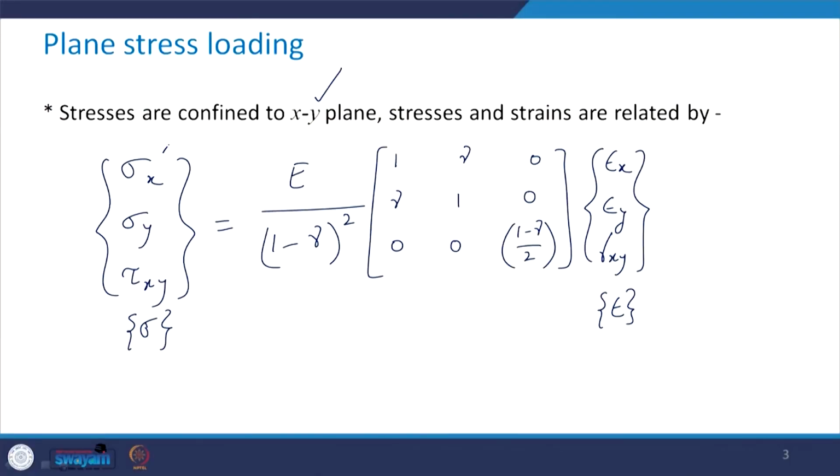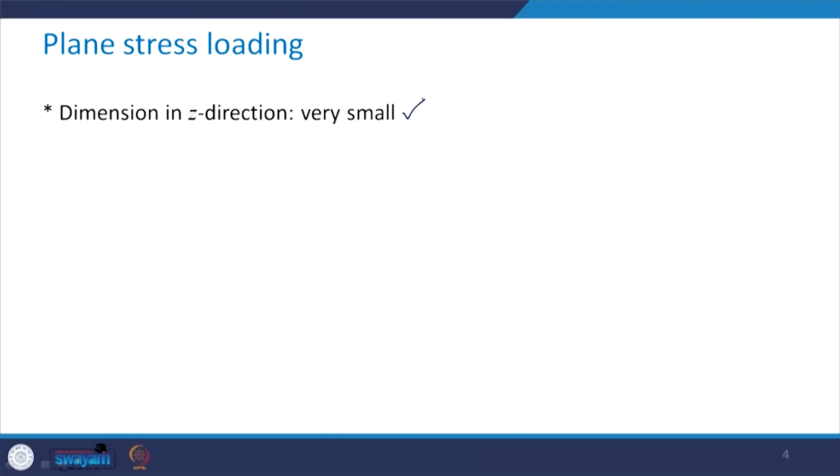Keep in mind that the stresses sigma x and sigma y are the normal stresses. Tau xy is the shear stress, while epsilon x and epsilon y are normal strains, and gamma xy is the shear strain. E and nu are the elastic modulus and Poisson's ratio for the material. Again, the assumption involved here is that the material is following Hooke's law. The dimension in the z direction is very small in case of the plane stress loading.